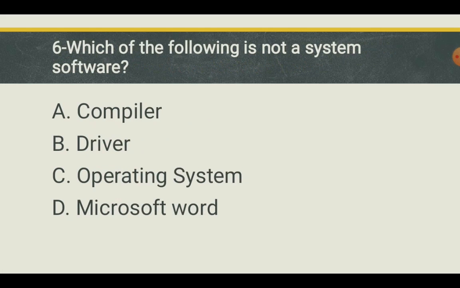Next. Question 6. Which of the following is not a system software? A. Compiler. B. Driver. C. Operating system. D. Microsoft Word. Please note your answer on the paper. 5, 4, 3, 2, 1. I hope you have noted your answer.